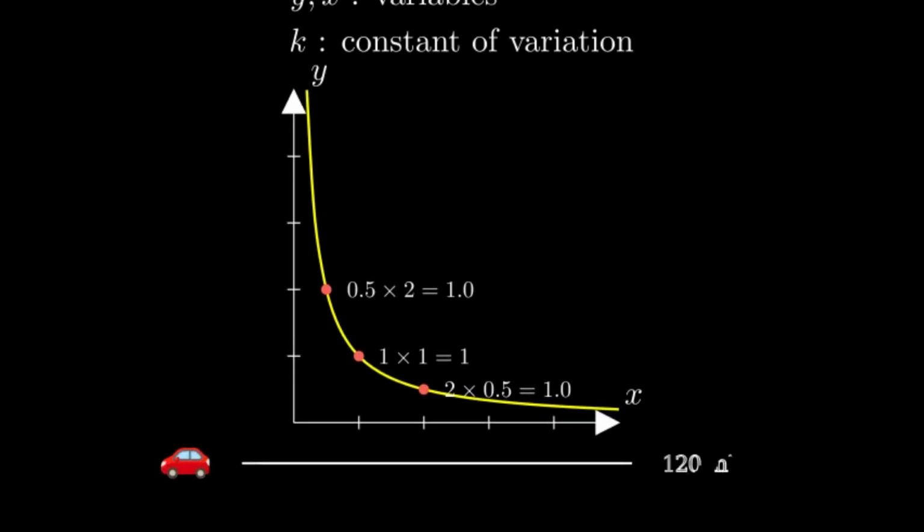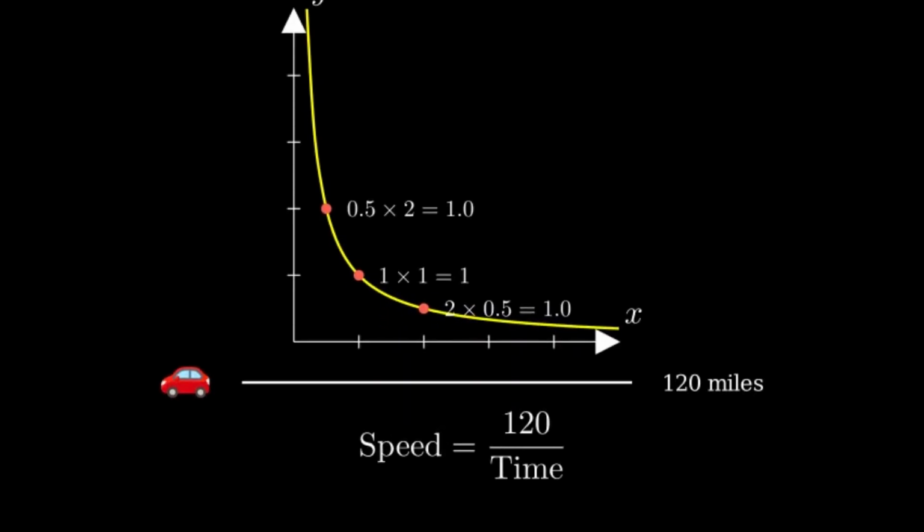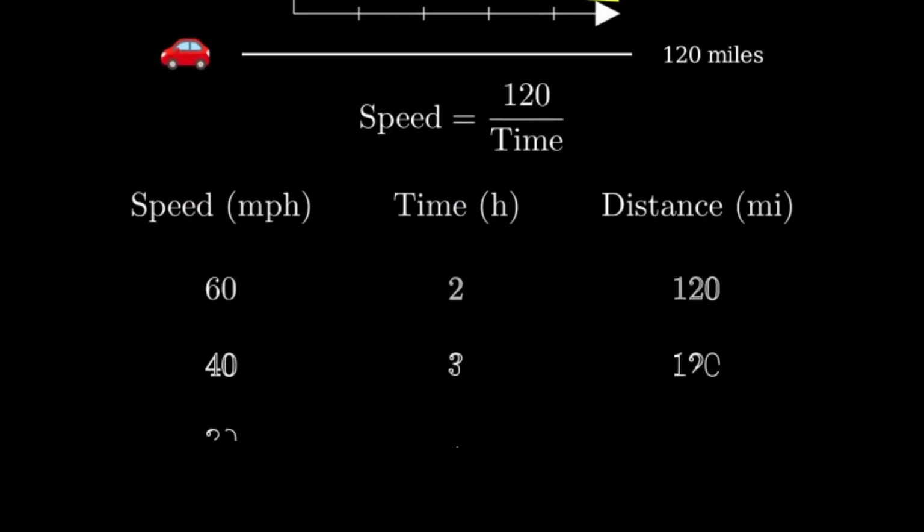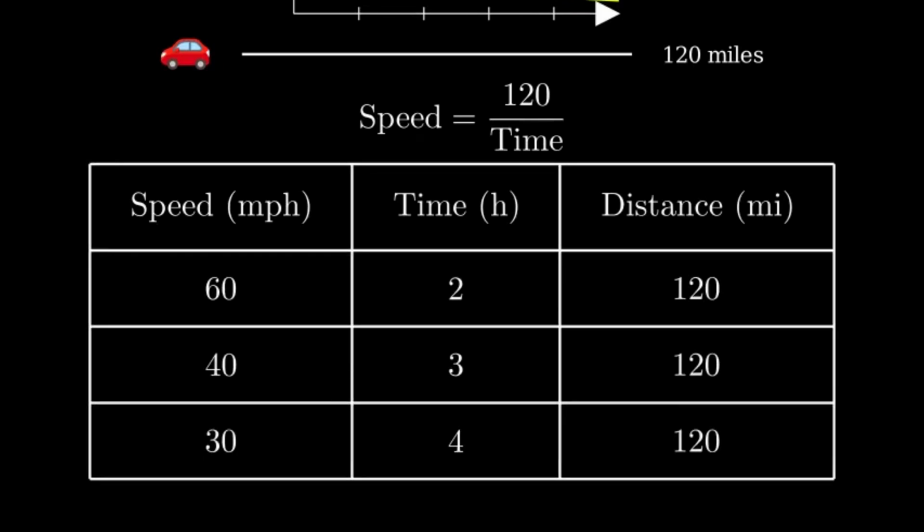Suppose a car needs to travel 120 miles. The relationship between the car's speed and the time taken follows inverse variation. Let's calculate some values. If the car travels at 60 miles per hour, it takes 2 hours. At 40 miles per hour, it takes 3 hours. And at 30 miles per hour, it takes 4 hours.